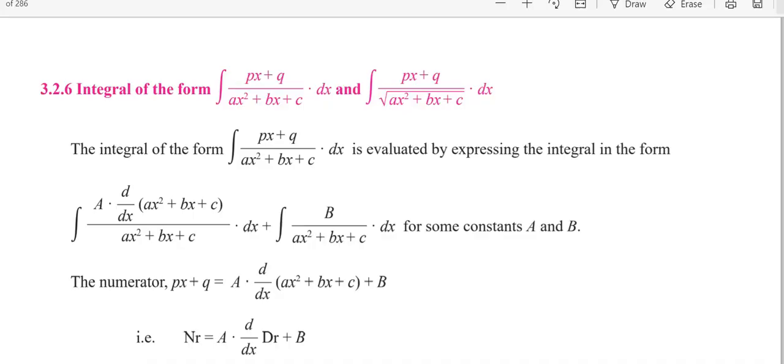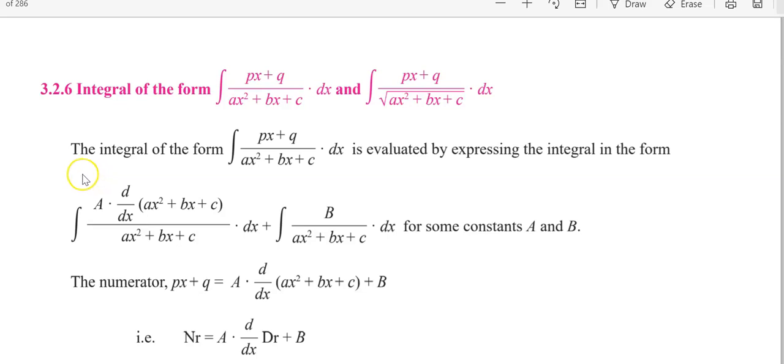Students, now we'll start the new topic, that is, the integral of the form integral of (px plus q) upon (ax square plus bx plus c) dx, and integral of (px plus q) upon under root of (ax square plus bx plus c) dx. This is also a very interesting topic. If you have completed all my lectures very sincerely, then you can understand these topics very easily.